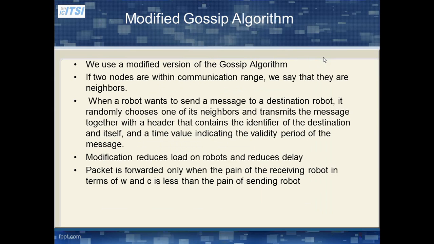transmits the message together with a header that contains the identifier of the destination and itself, and a time value indicating the validity period of the message. So if a message is hopped too many times, it will die. The modification reduces load on the robot and reduces delay. A packet is forwarded only when the pain of the receiving robot, in terms of W and C, is less than the pain of the sending robot.